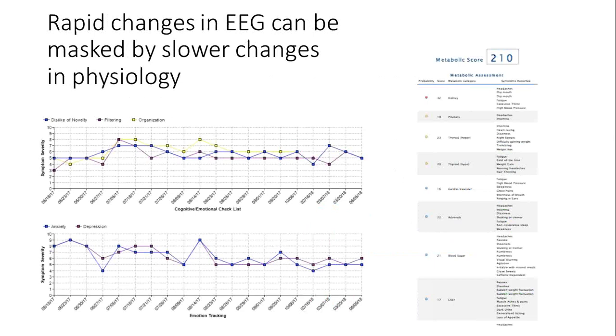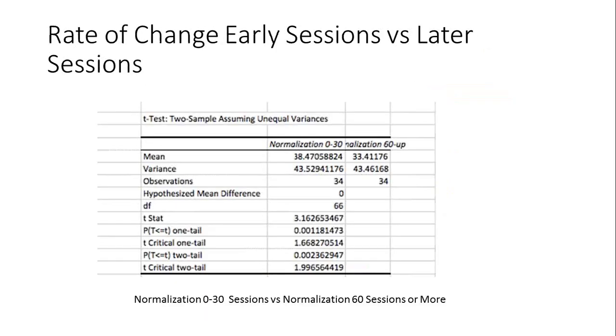Okay, rapid changes in EEG can be masked by slower changes in physiology. We see this all the time. If somebody's backsliding a lot, look at your metabolic score. If it's over 150, like this one's 210, you're going to get a lot of backsliding. What we found is that the rates of change in the brain are typically faster than the rates of recovery physiologically.